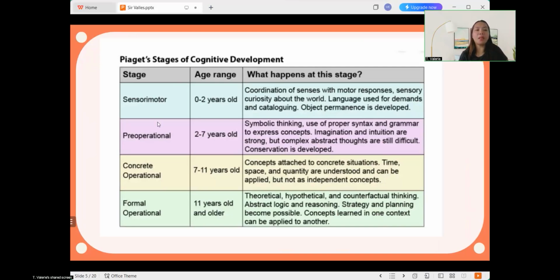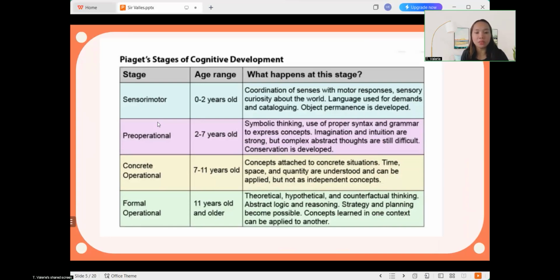Now let's have the pre-operational. The second stage is pre-operational. The age range is 2 to 7 years old. What happens at this stage? Symbolic thinking, use of proper syntax and grammar to express concepts. Imagination and intuition are strong, but complex abstract thoughts are still difficult. Conservation is developed.